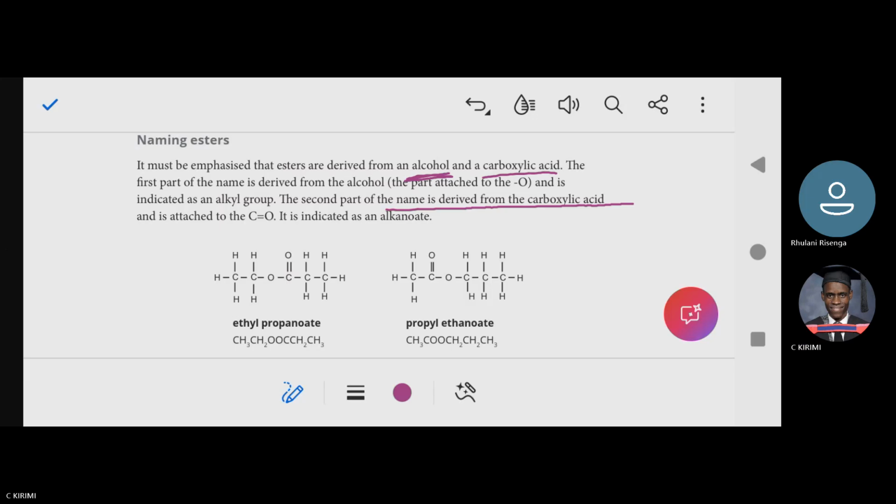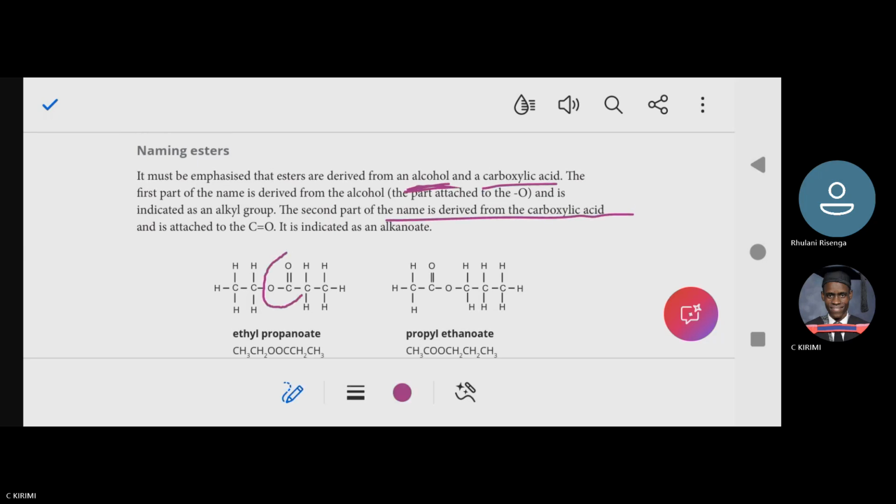So the COO. This is how you see that this is an ester. You are able to identify this on your structure. Once you identify this on your structure, then you know it's an ester. So we said the first group comes from the alcohol: propanol plus ethanoic acid, ethanol plus propanoic acid. So it's a carboxylic acid, you get ethyl propanoate, propyl ethanoate, etc.